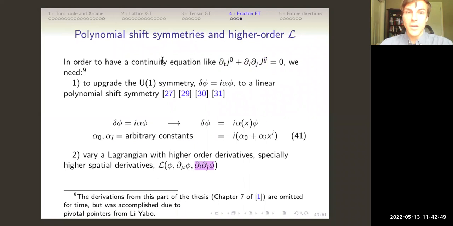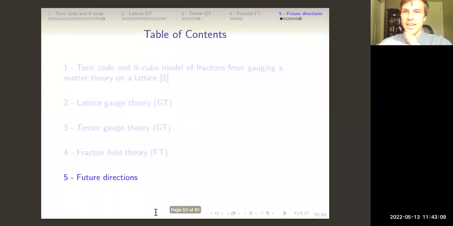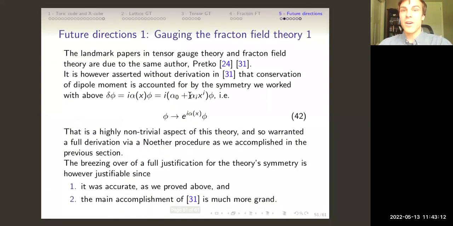Again, this proof really does not lend itself very well to slides. It is enormous, and I seriously thank Yabo, Professor Wei's PhD student, for helping with this. One of the main authors that I mentioned before was Pretko, and he went beyond this spin model approach to viewing things in this new formalism of tensor gauge theory.